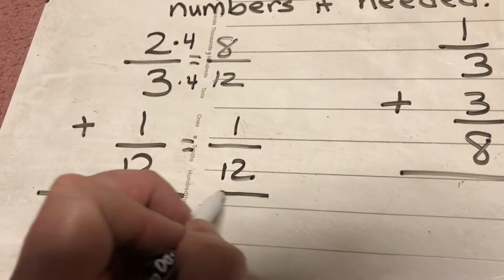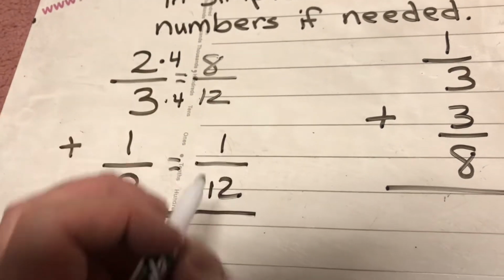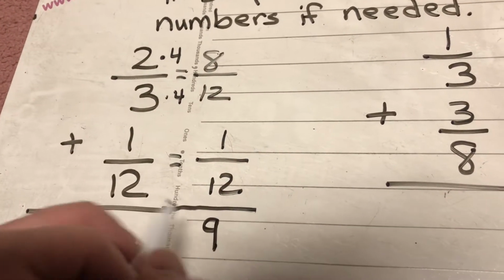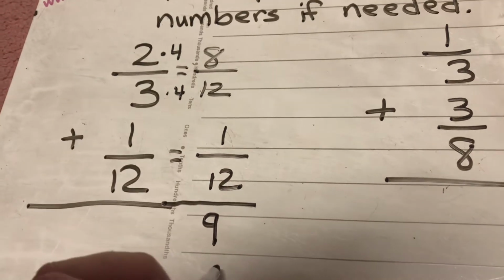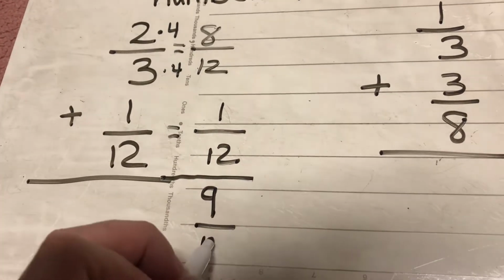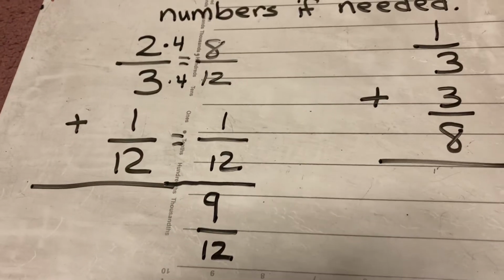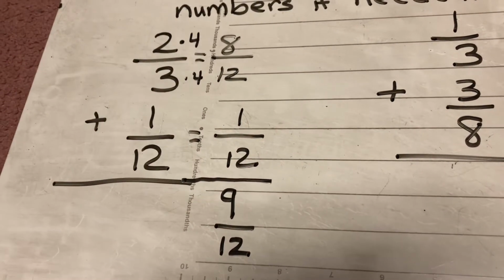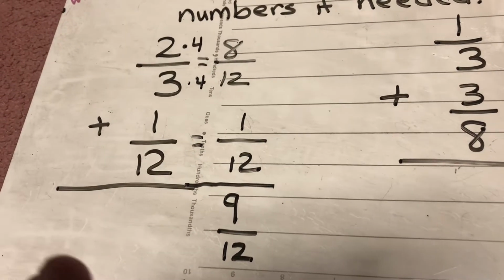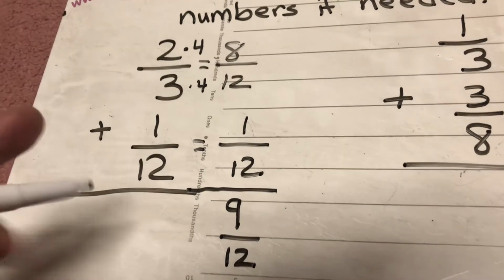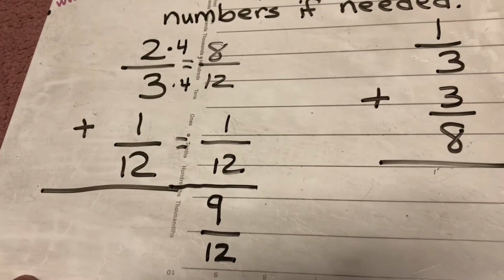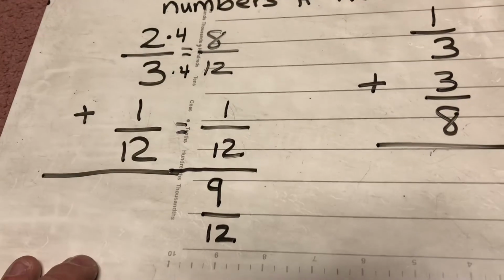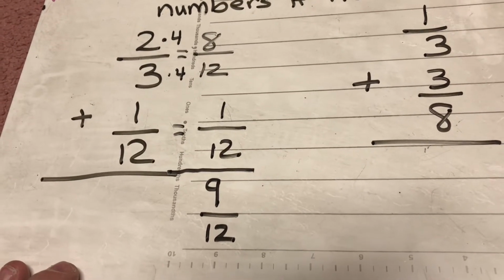Well, 8 over 12 plus 1 over 12, 8 plus 1 is 9. And once you have the denominators the same, that 12 just stays a 12. All right? You don't do 12 plus 12 and get 24. That's not what you do. You have to find that common denominator, and then that common denominator stays the same. But it says to put them in simplest form if needed.